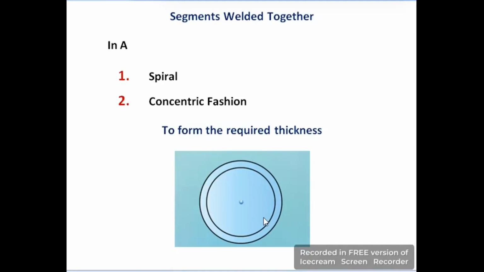Here you can see the concentric diagram in which all the layers which we are joining have only a single center, like this diagram. Here are two circles but both have a single center, so it's concentric. And here we construct the high pressure vessels with different layers, but all the layers have a single center.